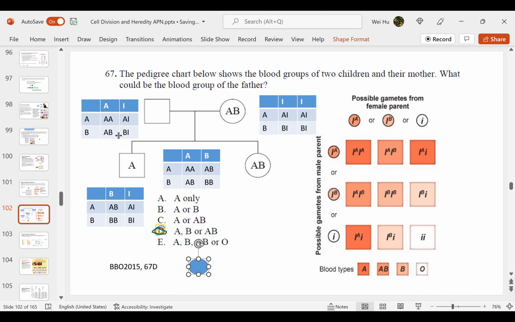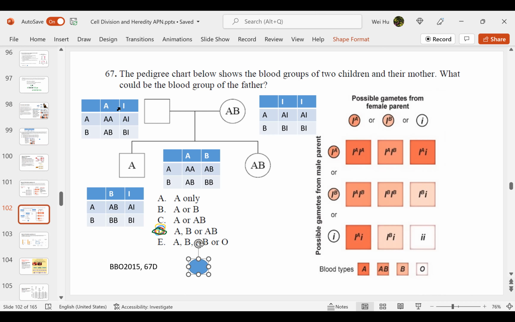So your answer is D. Let's go through it together, okay? Let's say your mother is fixed, AB. Your father is flexible, and the children: one is A, another one is AB. Let's assume that the father is A.